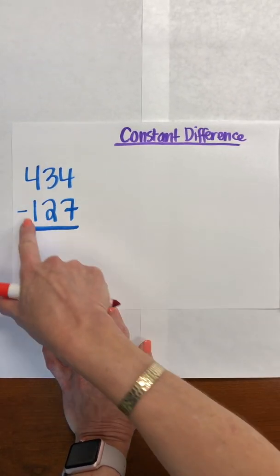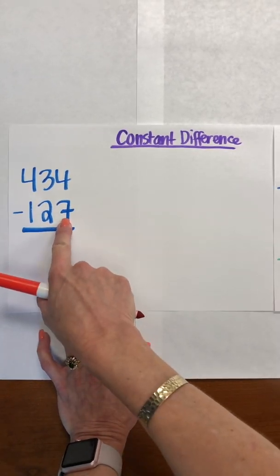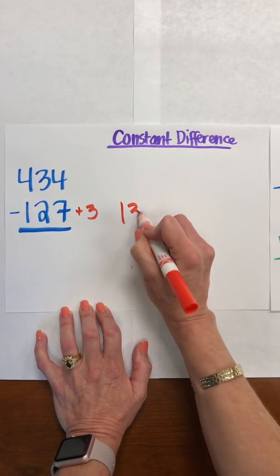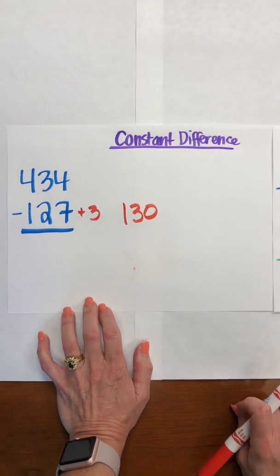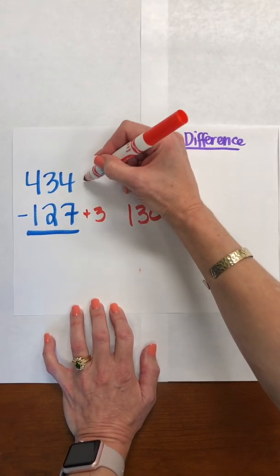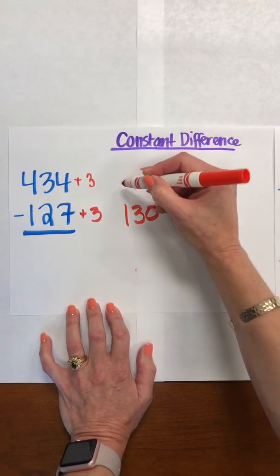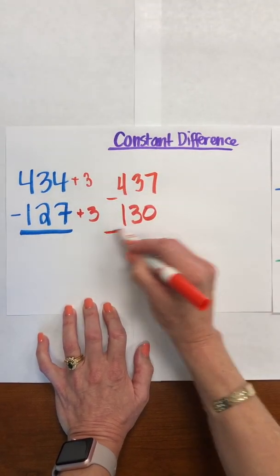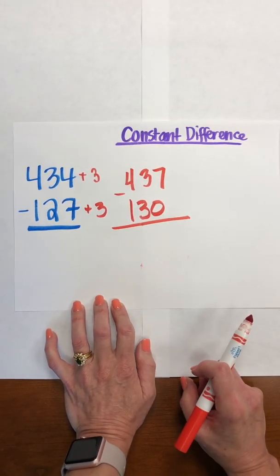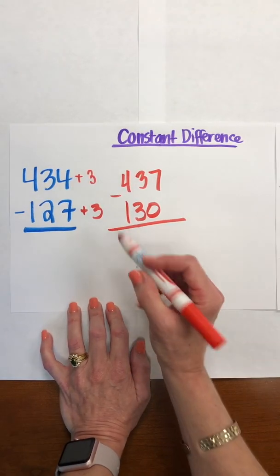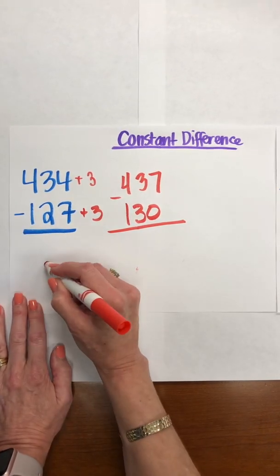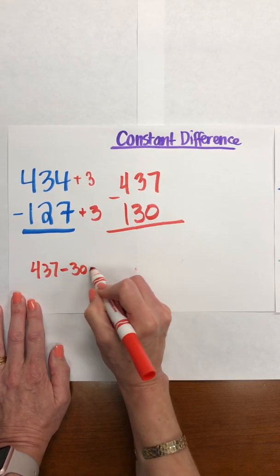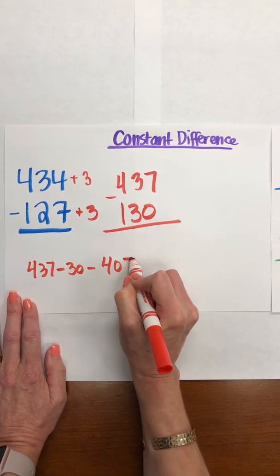So we can see that 127 is close to 130, and I would get there by adding 3. So I'm going to make that a friendly number by adding 3 to 127. Then I'm going to also add my 3 to my top number, which would give me 437. And so now I can subtract without using the regrouping. So if I think of my 437 minus 30, that's going to take me to 407.